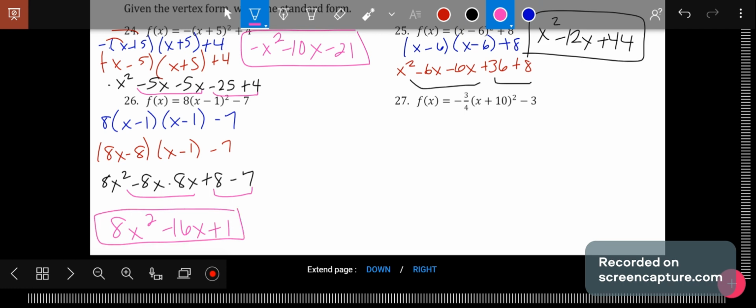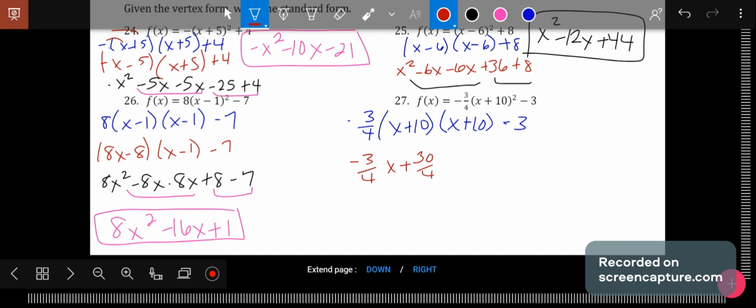And do not let the fact that we have fractions intimidate us here. Remember, you have a calculator that will do the work for you. So you have negative 3/4 times x plus 10 times x plus 10 minus 3. We're going to start by distributing the negative 3/4. So we get negative 3/4 x plus 30 over 4. We could simplify this as we get to the end of our problem. Then we have times x plus 10 and minus 3.